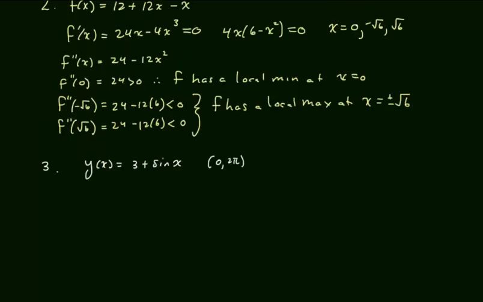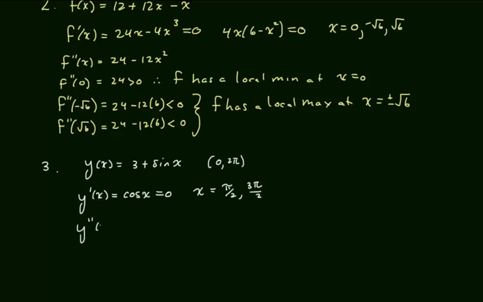In the third example, you might want to try this, press pause and then come back. You will notice that it is restricted to 0 to 2 pi, not including the endpoints. Okay, so we're going to find y prime of x equals the cosine of x. We're going to set that equal to 0. We need to find the critical points inside 0 and 2 pi. That occurs at pi over 2 and also at 3 pi over 2.